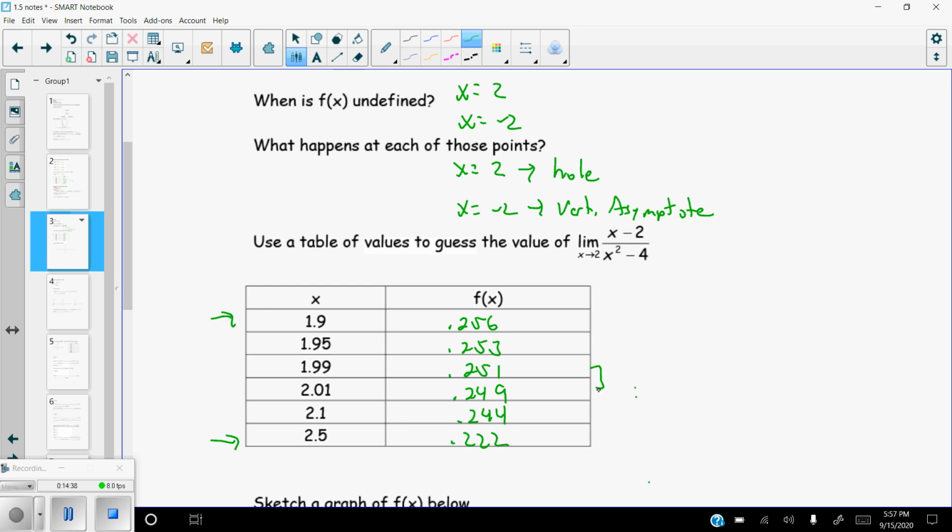And hopefully you can kind of see what those middle two, which are the closest two values that we have to x equals 2, are approaching. Certainly looks to me like if you average those things out, you're going to be somewhere around the neighborhood of 0.25 or 1/4.